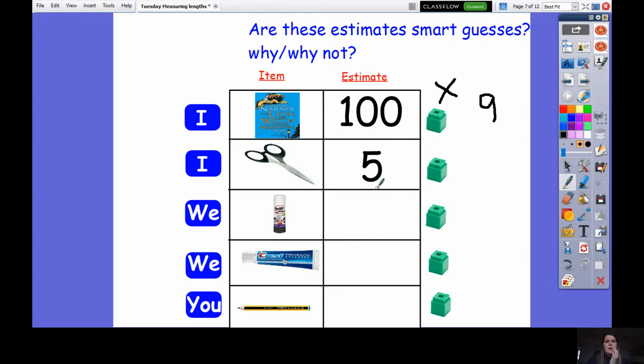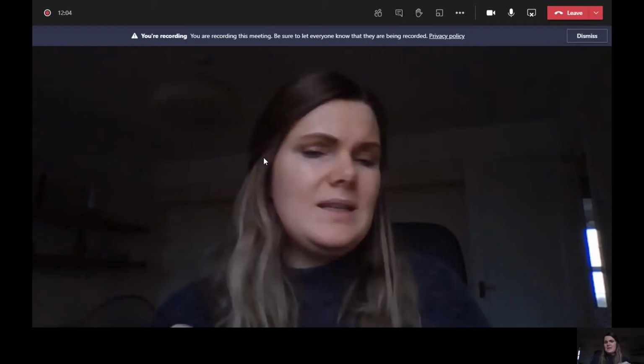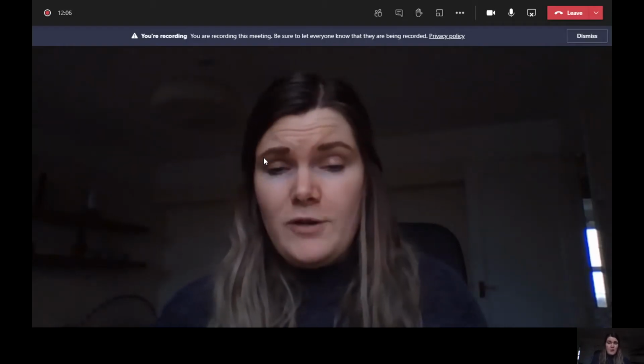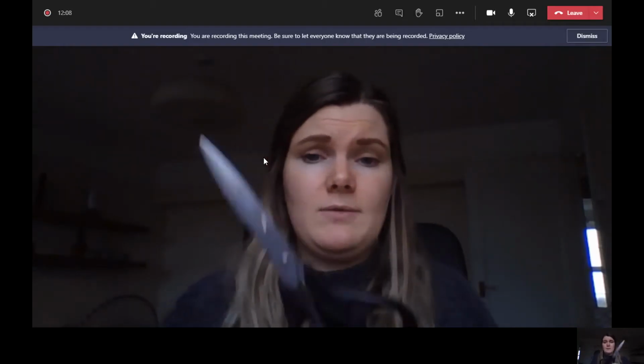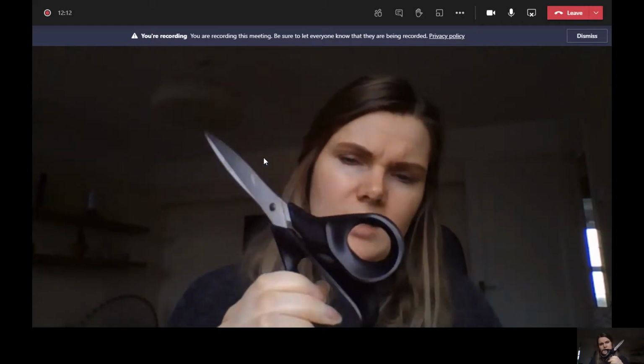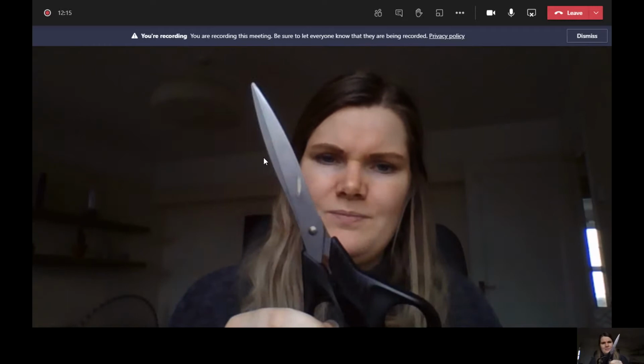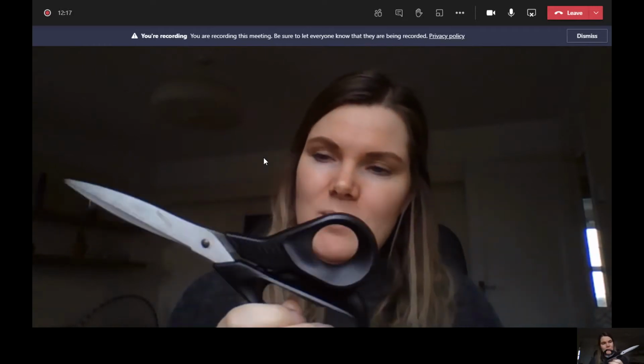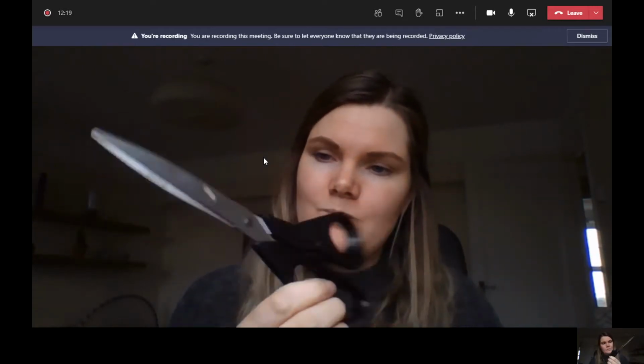Okay, let's look at this one. I think it could be, so I've said 5. Well, it could be 5. It depends on the size of the scissors. So I'm going to show you my size of scissors because it does depend on what size they are. 5 might be a good estimate for the scissors we have in school, but these are Miss Bamford scissors. Is that a good estimate? 5. I think it might be a bit longer than 5. What do you think?